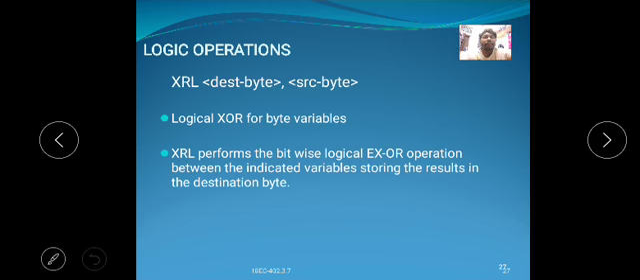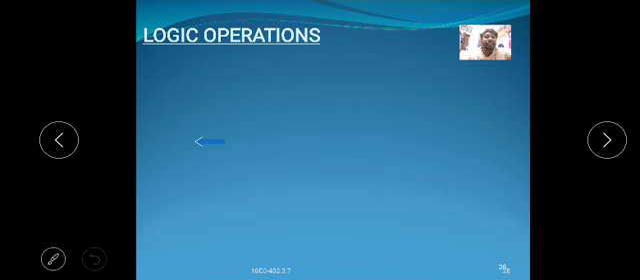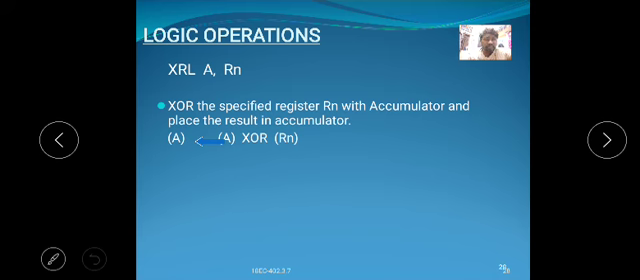XRL destination byte, source byte: logical XOR for byte variables. XRL performs the bitwise logical XOR operation between the indicated variables, storing the result in the destination byte. No flags are affected. XRL A, Rn: XOR the specified register Rn with the accumulator and place the result in the accumulator, A XOR Rn. Example: XRL A, R5.